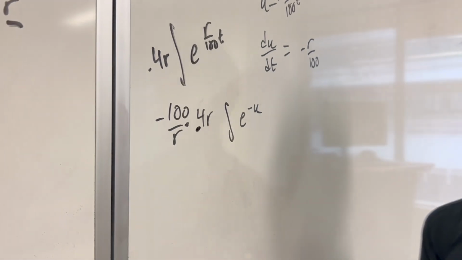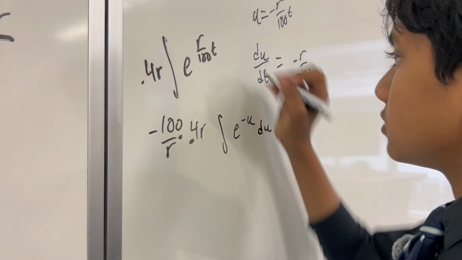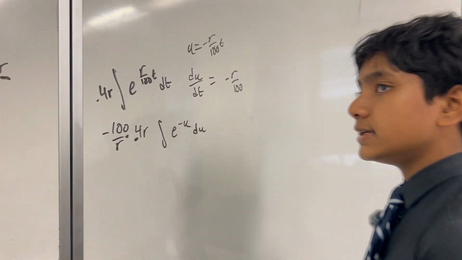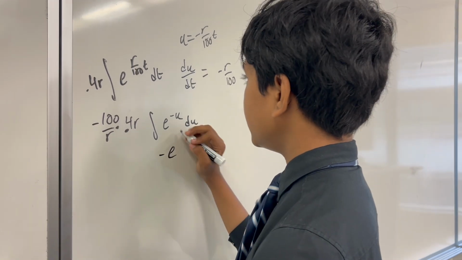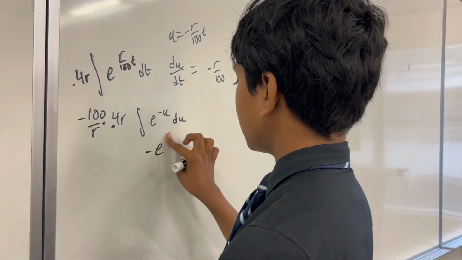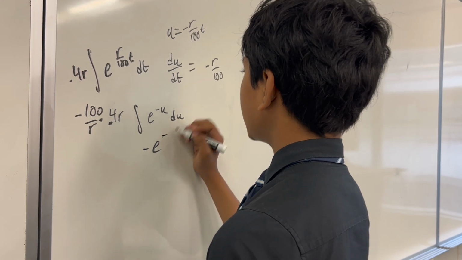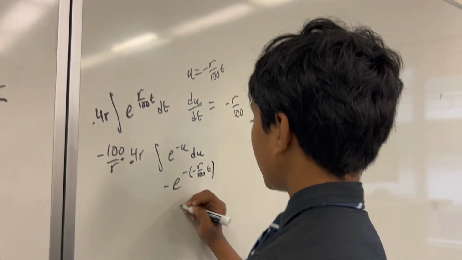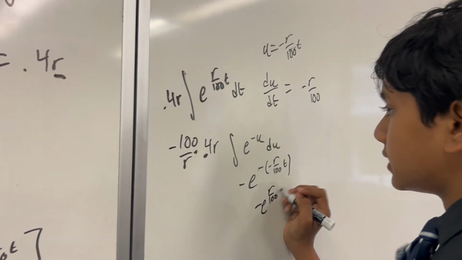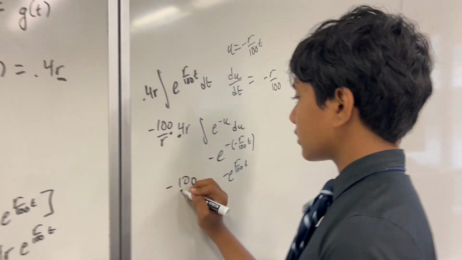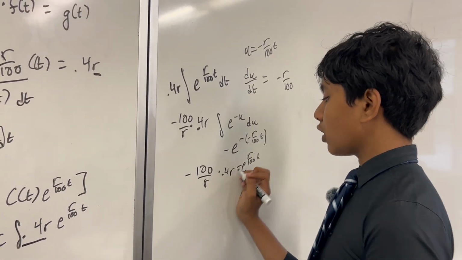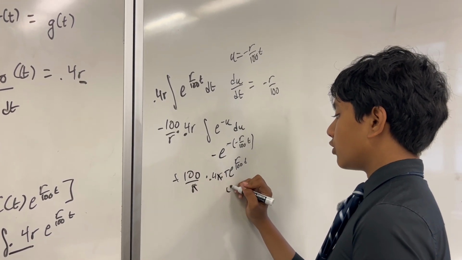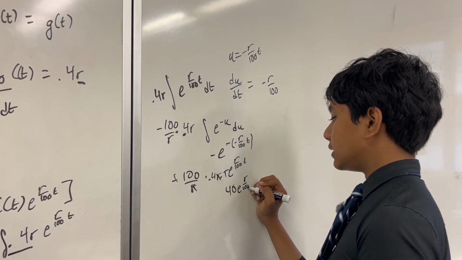I should not have put the decimal place that low. So let's put the dt and du. This one should be pretty easy, hopefully. This is just minus e to the minus u, being minus r over 100 t. So we get minus e to the r over 100 t, minus 100 over r times 0.4r. And this cancels out too, so we just get 40 e to the r over 100 t.